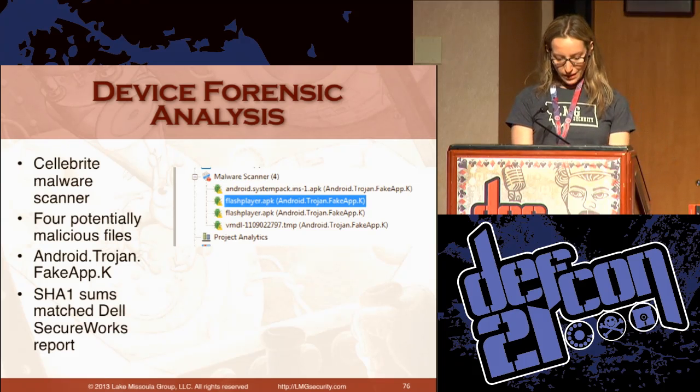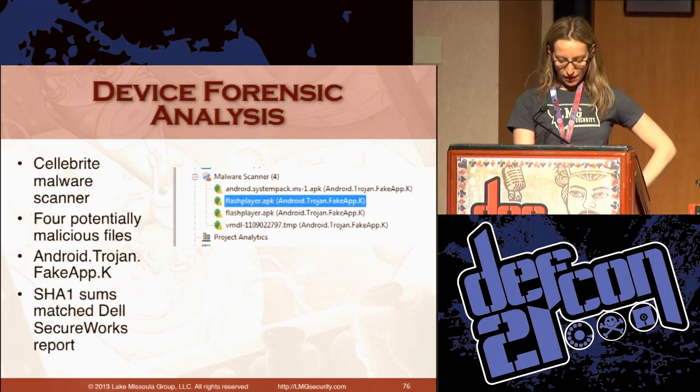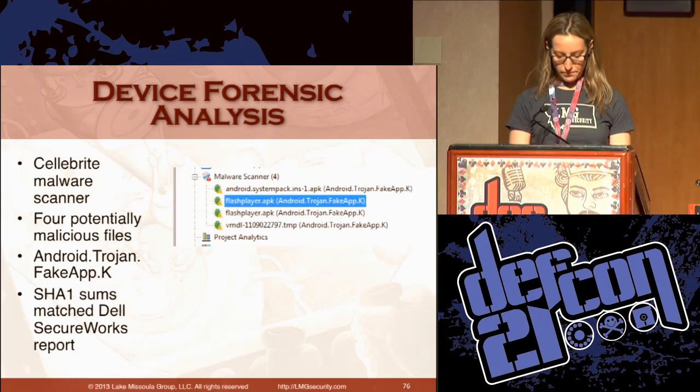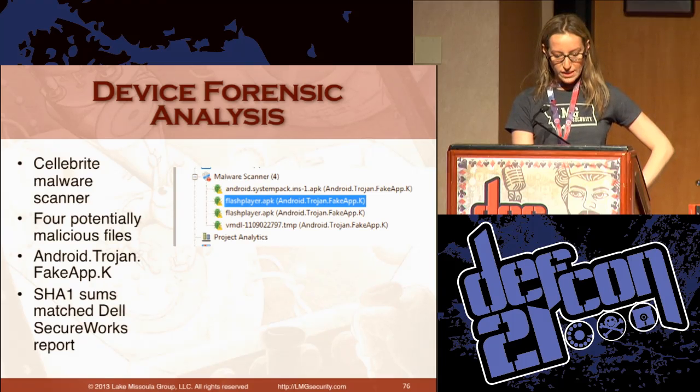The Cellebrite Physical Analyzer was used to analyze the extraction. The malware scanner identified 4 potentially malicious files, which are shown here. The Cellebrite malware scanner identified all of the suspicious files as Android Trojan fake app K. We recovered each of the files and took the SHA-1 cryptographic checksums. We confirmed that these SHA-1 sums matched the checksums for the Android Stealth malware reported in the Dell SecureWorks Stealth Android Trojan malware analysis report.